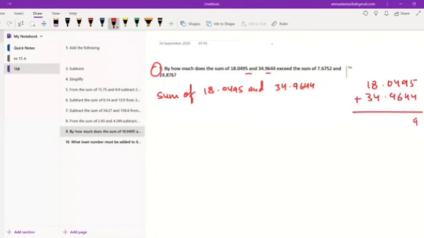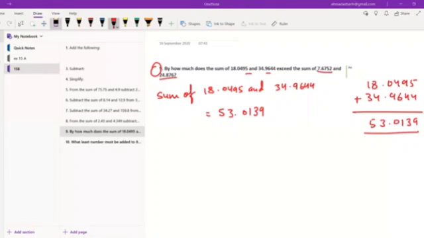9 plus 4, 5 plus 4, 9. 9 plus 4 is 13, 1 carry. 6 plus 4, 10 plus 1, 11, 1 carry, 10, 1 carry, 8 plus 4, 12 plus 1, 13, 1 carry, 3 plus 1, 4 plus 1, 5. Okay. So this is 53.0139. This is the sum of these two numbers. Now अब आप इनका और इनका sum find करेंगे.